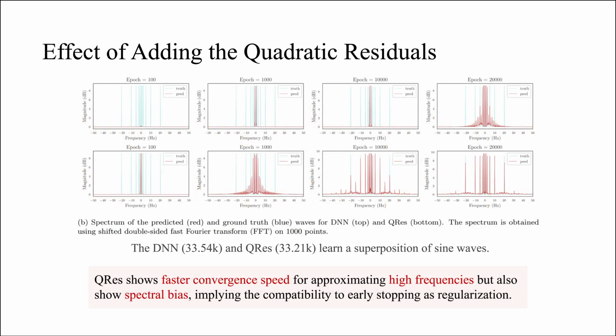Besides, we see that the QRES also shows the spectral bias phenomenon in training, which is a very common pattern in machine learning, where models always learn low frequencies first and high frequencies later. This is further supported by the spectral analysis. It implies the compatibility of the QRES with early stopping as a regularization technique. Thus, we are able to control the level of detail learned by the network.